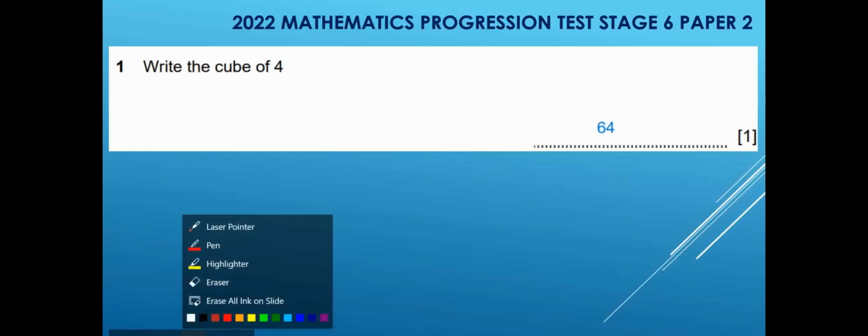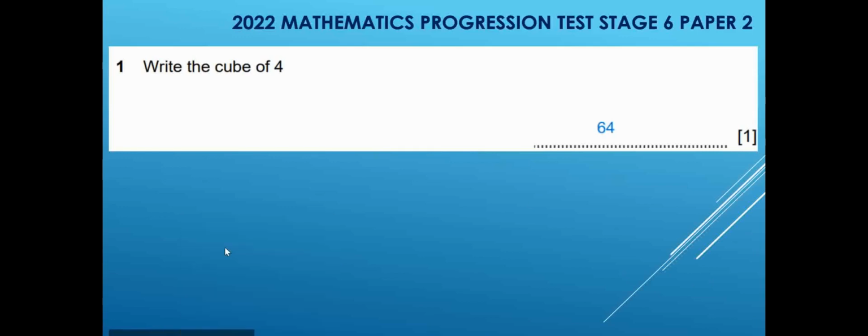Cube of 4 is quite easy. You just have to do cube. It means 4 times 4 times 4. Cube means multiplying the same number 3 times. So 4 times 4 is 16, times 4 is 64. In this paper you can use a calculator, and it's quite easy if you use a calculator for this. So 16 times 4 is 64. Next.